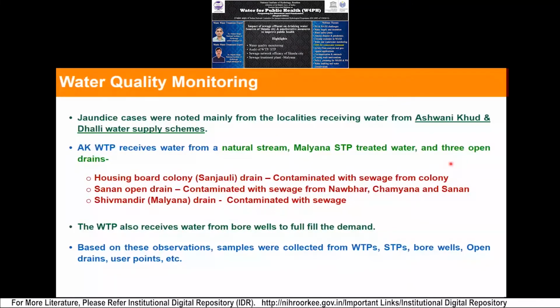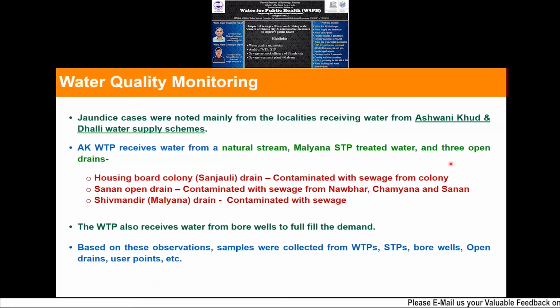Then coming to water quality monitoring, this is required because it can tell us how much contamination is going to the people's houses and what the reasons for this are. As I discussed in the beginning, jaundice cases were mainly located in the Sinjoli Malyana region, and this area receives water from the Aswinikhad water treatment plant and the Halli water supply scheme. The water supplied from the Aswinikhad water treatment plant is the major one, and Halli constitutes a very small fraction of this.